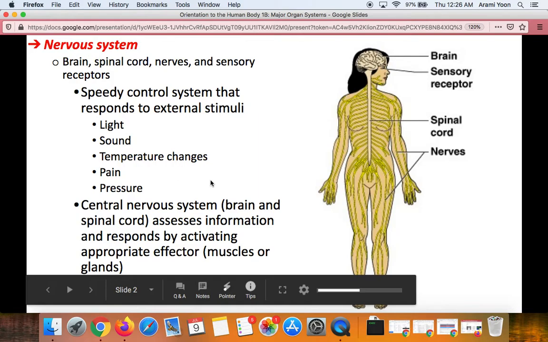You have the central nervous system, which are the brain and the spinal cord, and they assess information and respond by activating what we call effectors, which are muscles and glands. And we'll talk more about the nervous system when we get to that unit.